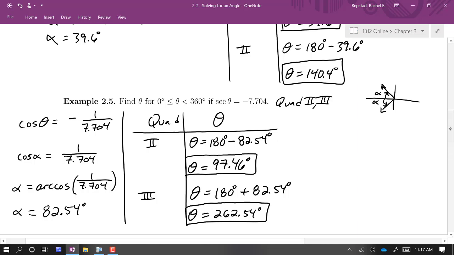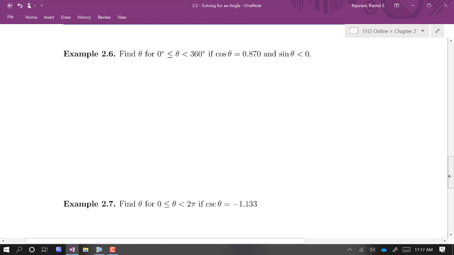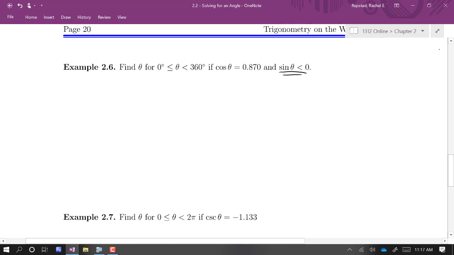All right, let's try another one. Here they give us the value of cosine as a positive 0.870. And it says find theta, and again it's in degrees because it's from 0 to 360. This time they're telling us the value of cosine and they're giving us extra information. They're saying sine is also negative.